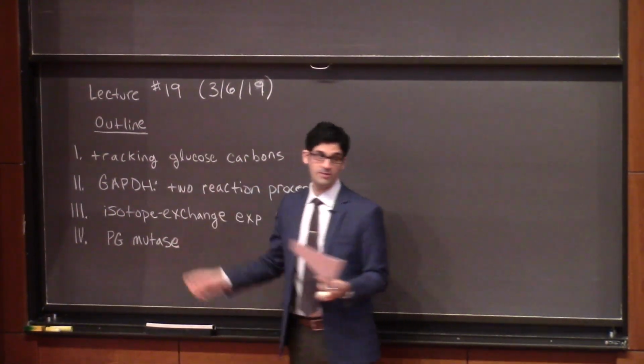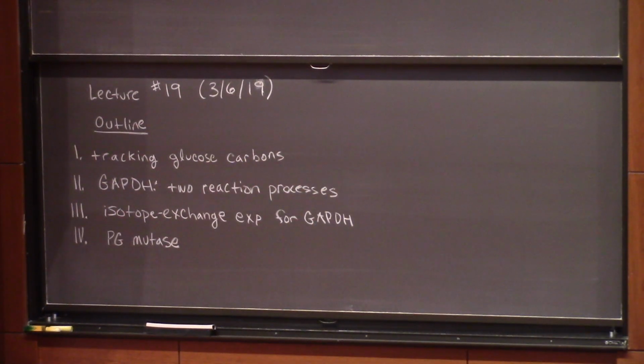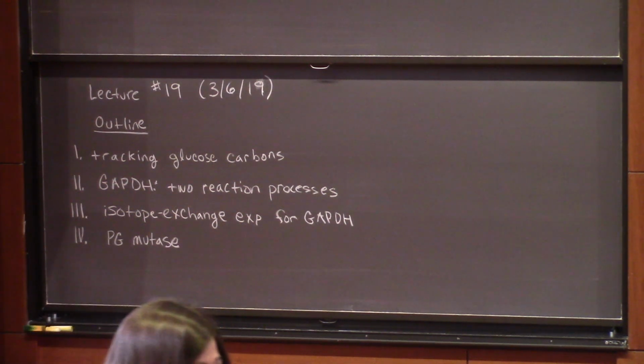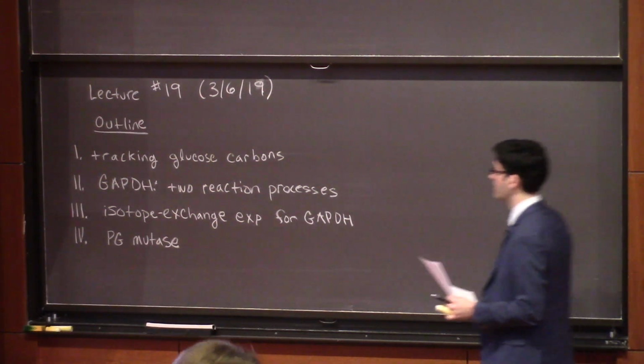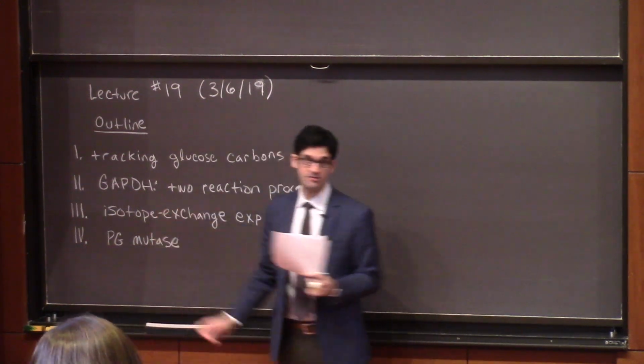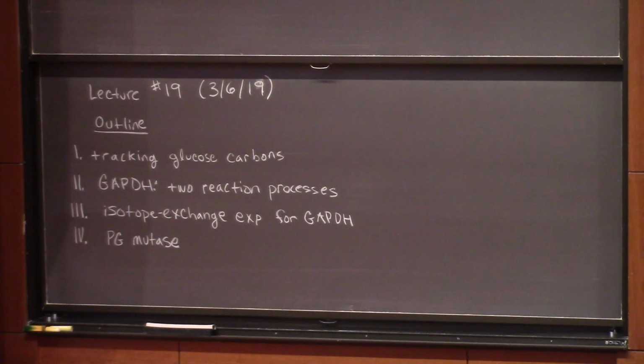Tracking glucose carbons. We introduced this idea last time and wrapped up with this slide, so I'll elaborate a little more on this slide and tell you about some of the tricks and isotopic gymnastics that we can do in trying to track labels through glycolysis. Then we're going to move on to the next reaction. It's going to be the first reaction in the so-called payoff phase of glycolysis.